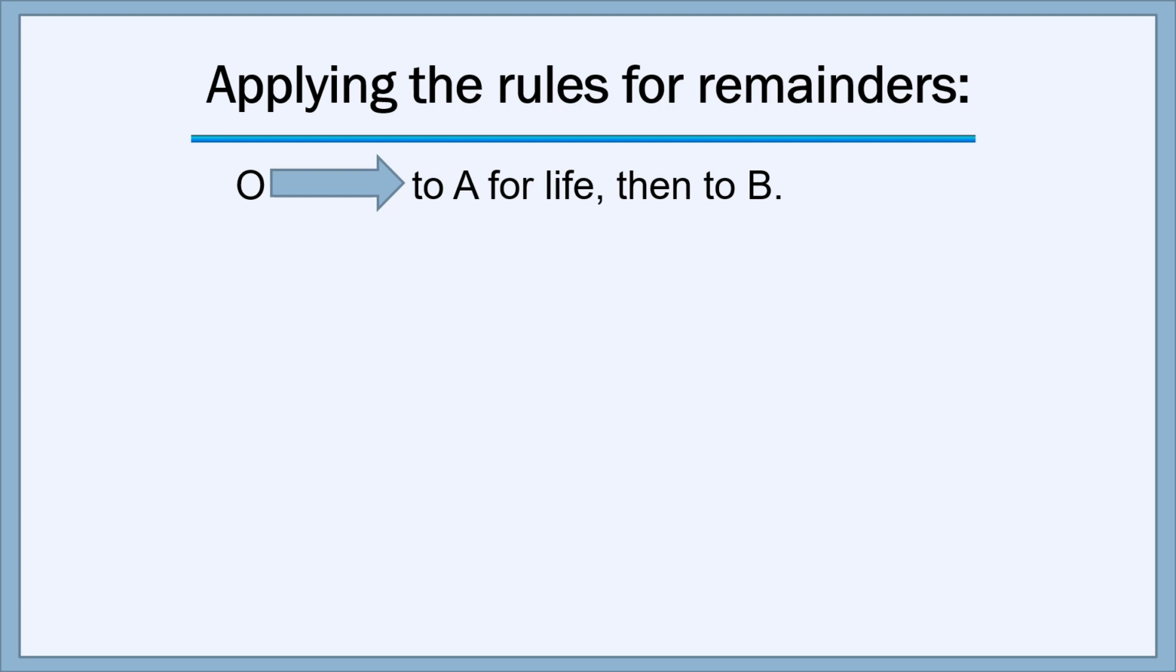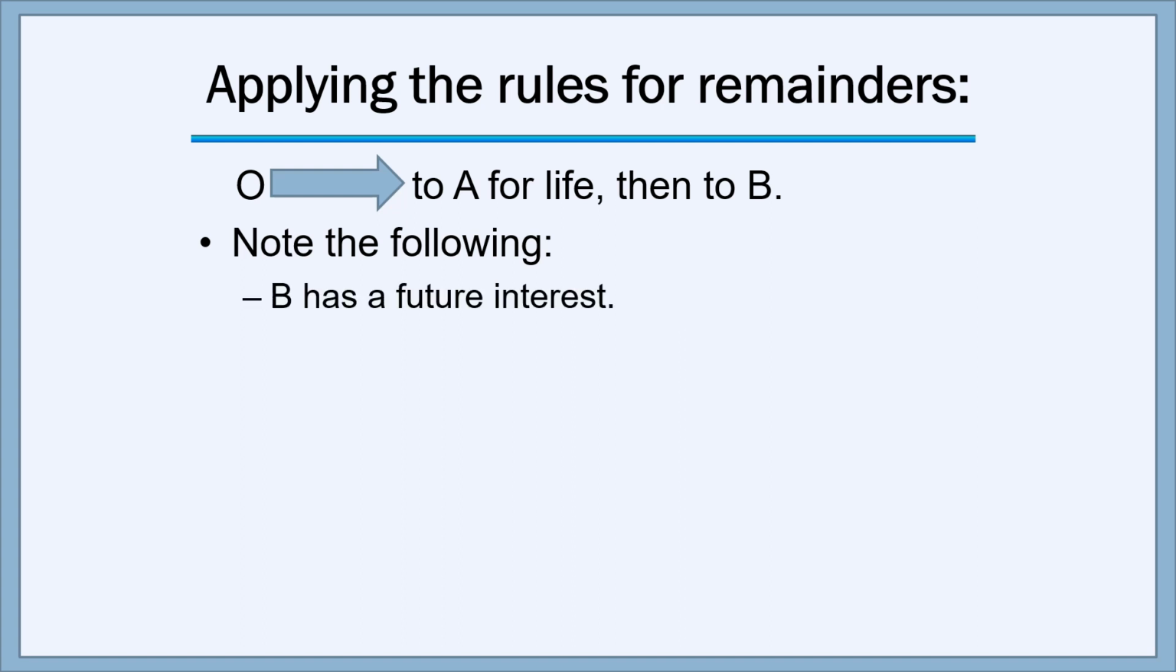Let's try applying the rules for remainders to this very simple, almost classic example. O owns the land in fee simple absolute and conveys to A for life, then to B. Obviously, A has a life estate here, but what we want to do is focus on B's interests. So let's examine our logical reasoning one step at a time. First of all, it's clear that B has a future interest. B doesn't get possession of the land until A dies, and that's the classic meaning of a future interest. The possession is deferred until a future date.